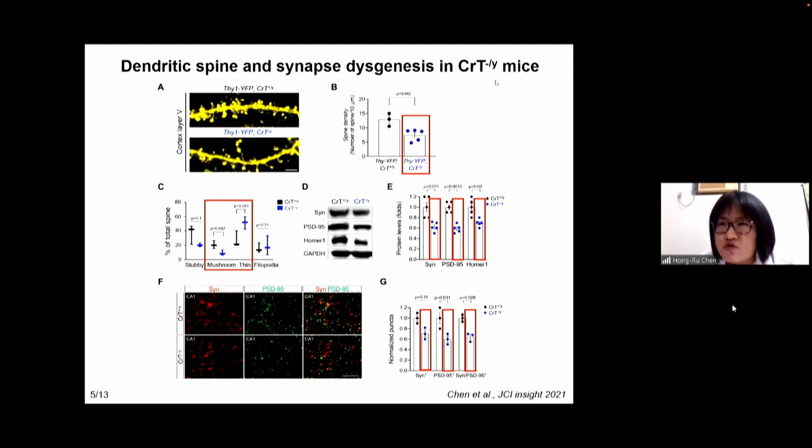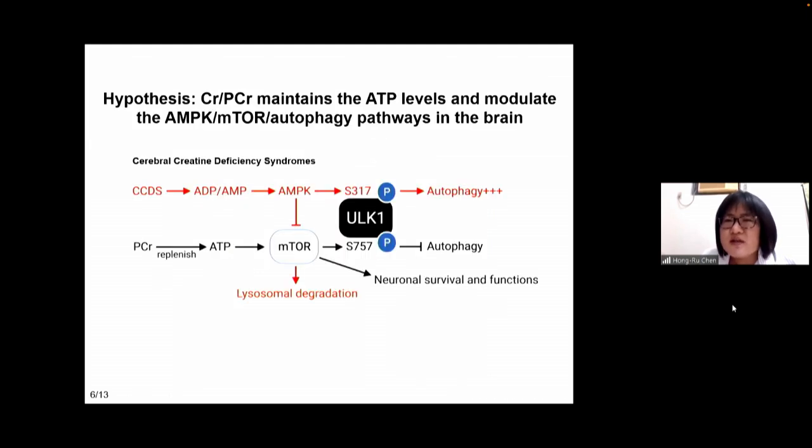In this creatine transporter neuromice, we really find that it can cause dendritic spine and synapse dysgenesis. For example, it reduces the spine density in the creatine transporter neuromice, and also changes the spine shape from mushroom to thin shape. By generating these mice, we further apply them to test our hypothesis that creatine and phosphocreatine can maintain the ATP levels and modulate the AMPK, mTOR, and autophagy pathway in the brain.